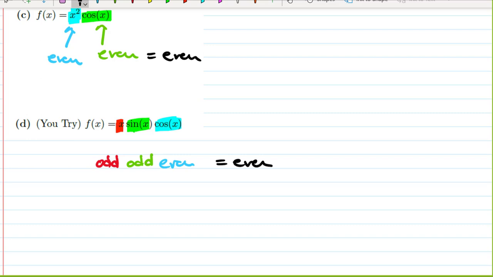So, like I said, the way I like to remember this is odd functions behave like -1 and even functions behave like +1. So -1 times -1 times +1 would be a +1, so that would be an even function.